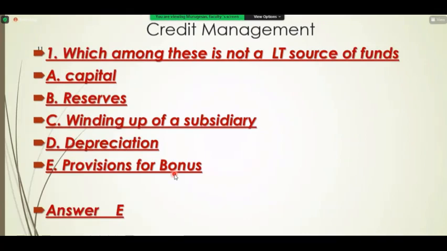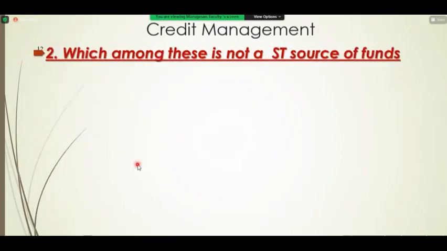Now, have you understood question number one, which is not a long-term source? Answer is E, because all these are long-term sources, and this is not. You see the second one. Okay, friends? Second one. MCQ, all MCQ, exam mode. Which among these is not a short-term source of funds? The earlier was long-term source, here short-term source. Which is not a short-term source?